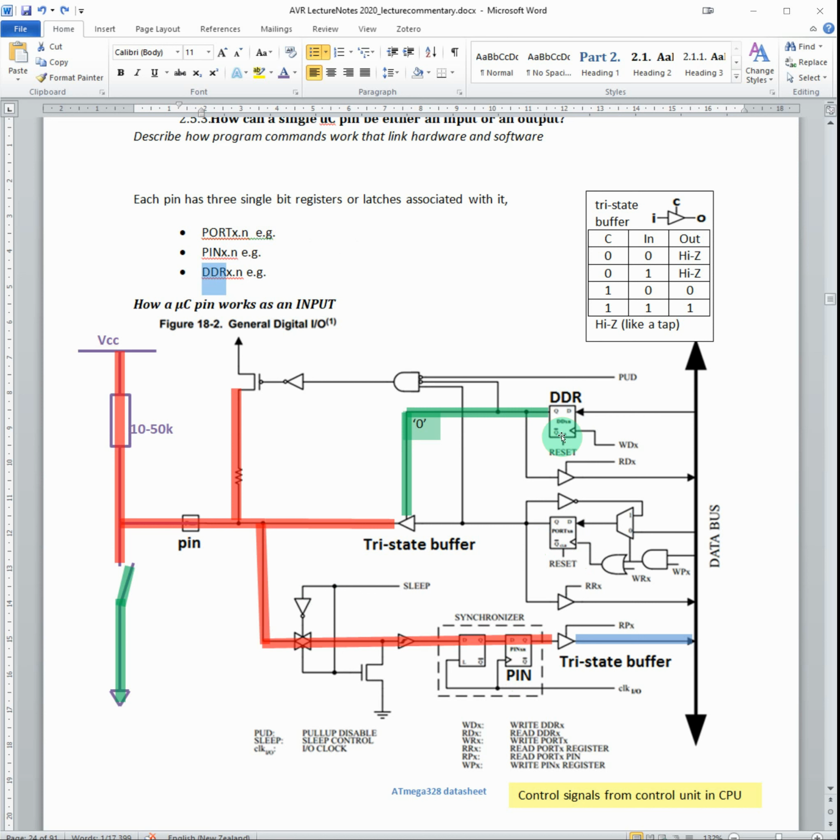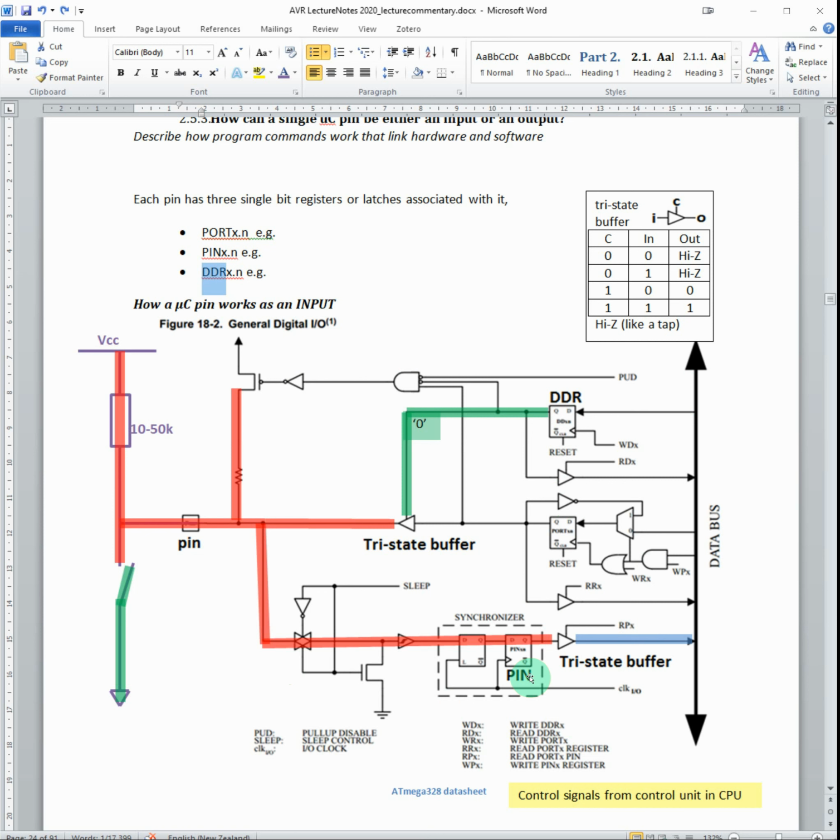So now we've got our 3 bits, and these are only single bits of the register. We're only looking at one I/O pin of the microcontroller. We have multiple I/O pins, and each one of them will have its own copy of this. Now let's have a think about these registers and how they work.